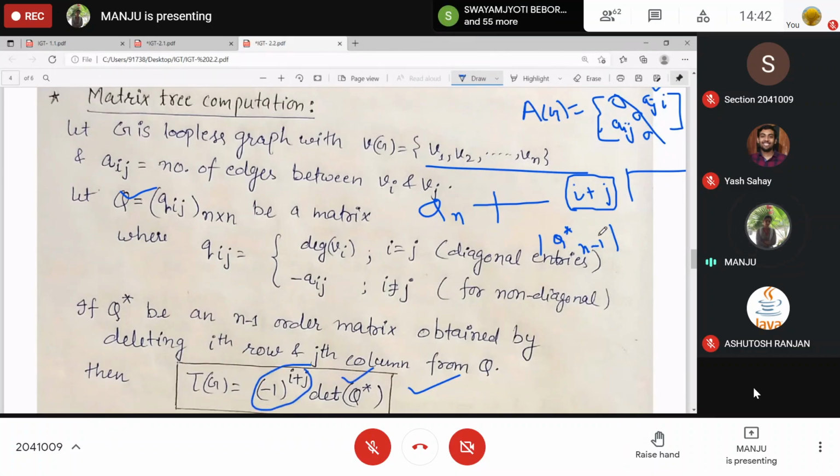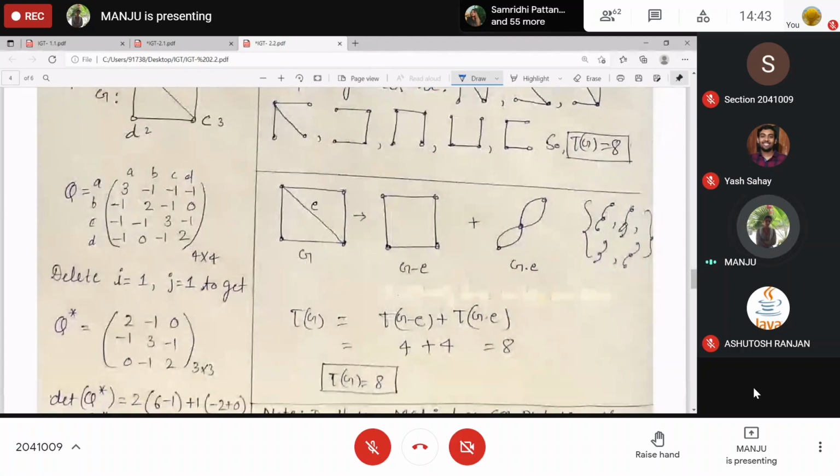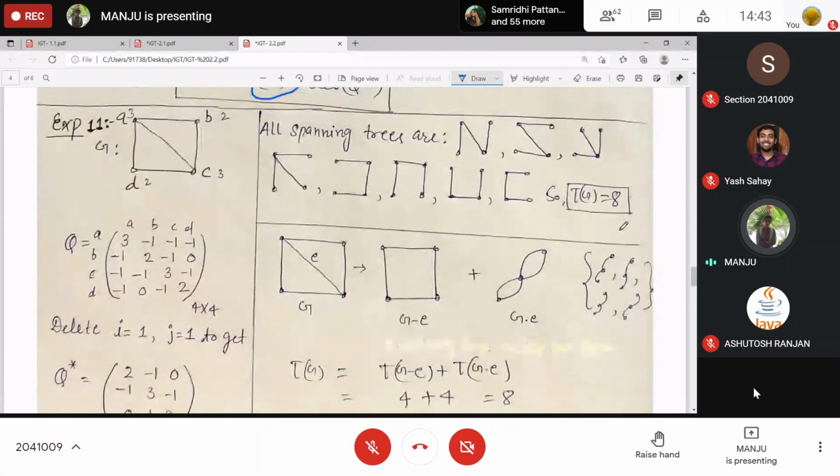Then directly get the determinant of this one, and that is the number of spanning trees. For this one we counted by this method. This is your edge contraction method, and in this one you first form the Q by taking the degrees on the diagonal. These are the degrees, and the others are the number of edges between A and B, A and C, A and D. And whatever these are, they are the same as these, because this is a symmetric matrix. Clear?